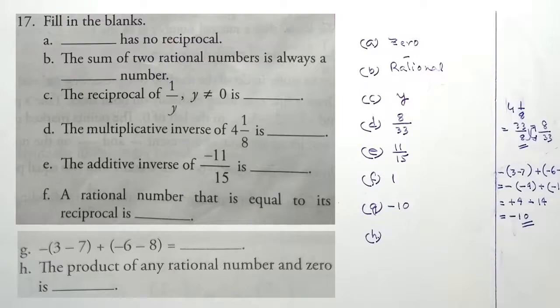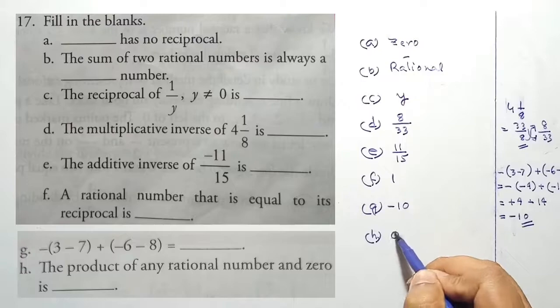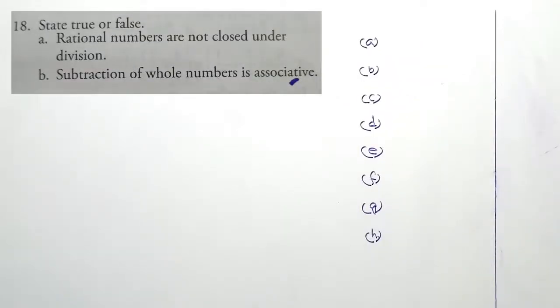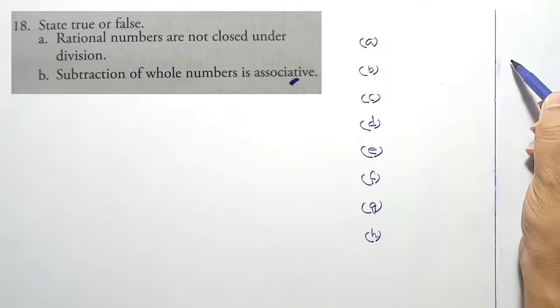Question 8: the product of any rational number and 0 is always 0. Question 18: state true or false. Question A: rational numbers are not closed under division.